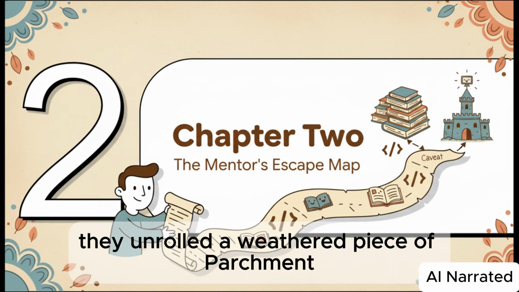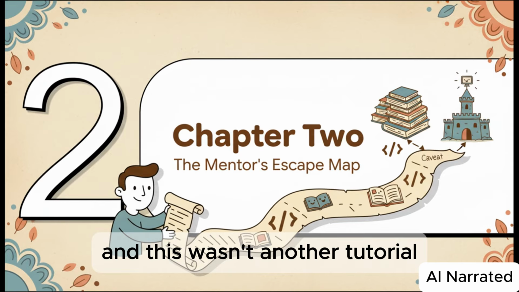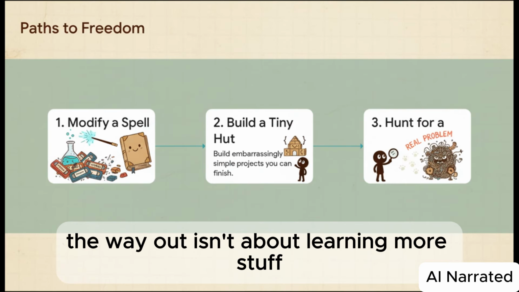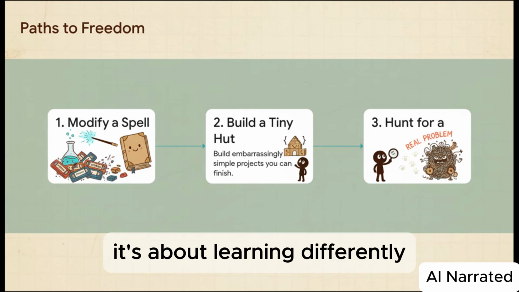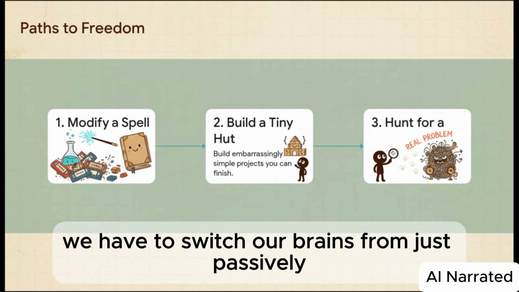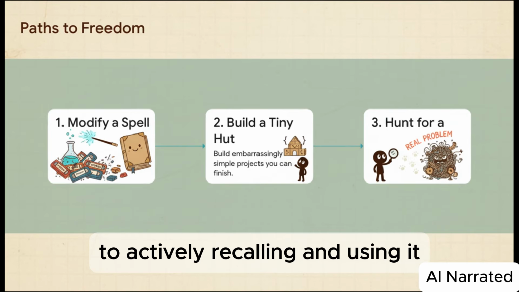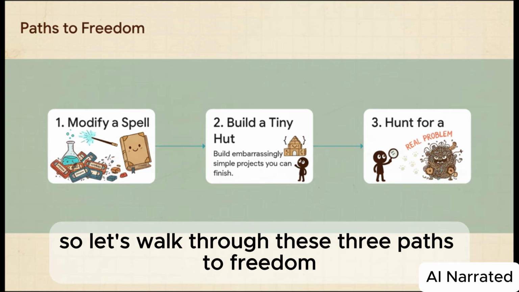But just as our coder felt truly and completely lost, a wise mentor appeared. They unrolled a weathered piece of parchment, and this wasn't another tutorial. It was a map to freedom. You see, the way out isn't about learning more stuff. It's about learning differently. We have to switch our brains from just passively consuming information to actively recalling and using it. So, let's walk through these 3 paths to freedom.